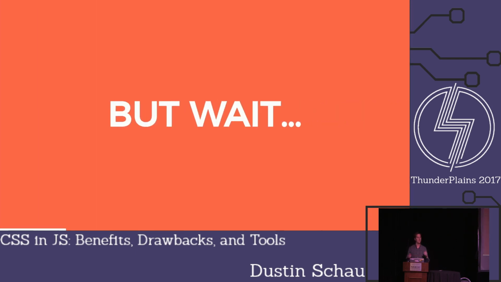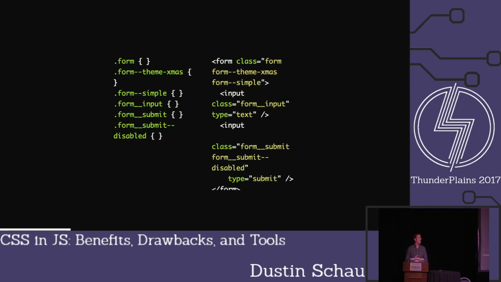But I think some of you might be jumping ahead, but wait, we've invented techniques to solve these problems. Things like BEM. BEM is a naming methodology that is block, element, modifier. So in this example, the block is on the left side, the form, the element is submit, and then disabled is the modifier. And then on the right, you consume these classes. And so this actually does solve, for the most part, this global problem.